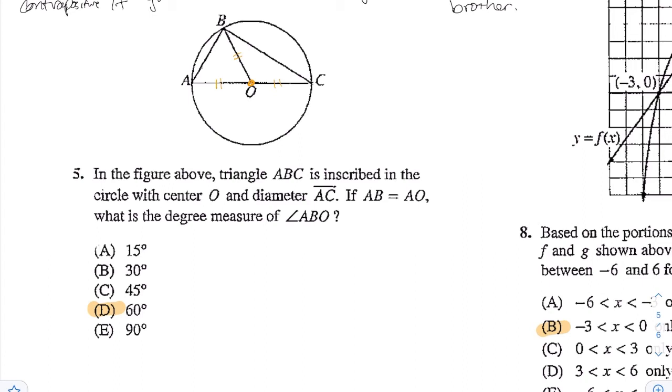Now, here you also know that AO is equal to AB. So that means that triangle ABO has to be an equilateral triangle. And in an equilateral triangle, all angles are equal as well, in addition to their sides. So the answer has to be choice D.